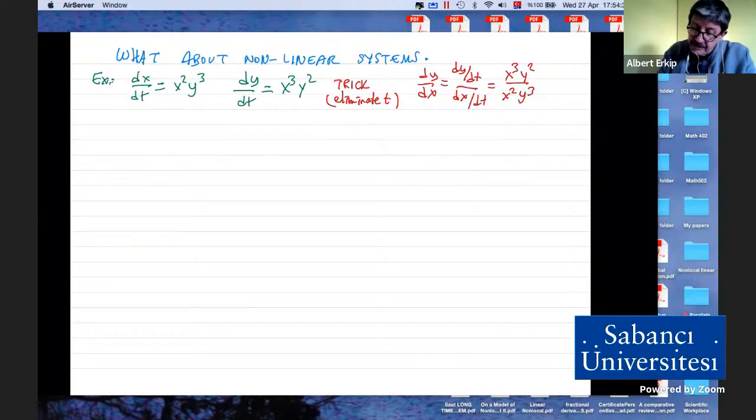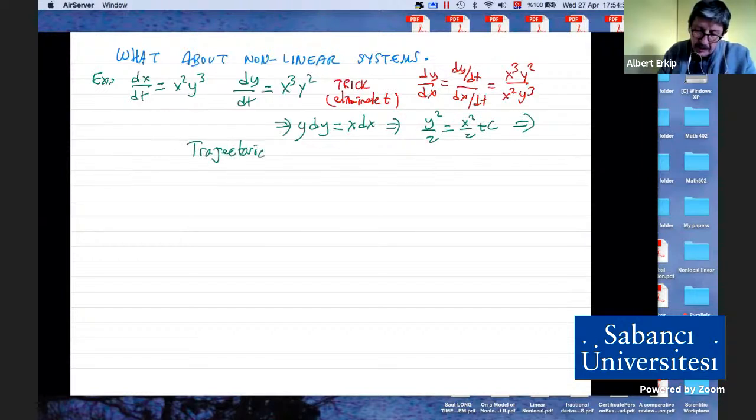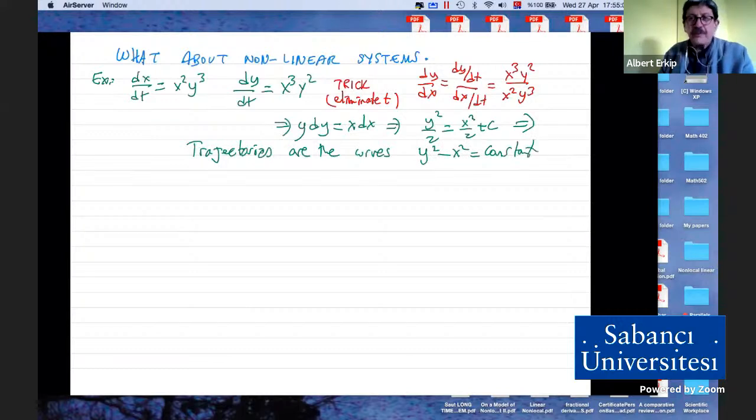And then when you do the simplification, you get y dy equals x dx. And when you integrate it, you get y squared over 2 equals x squared over 2 plus c. And then you get the trajectories are the curves y squared minus x squared equals constant. These are the trajectories.